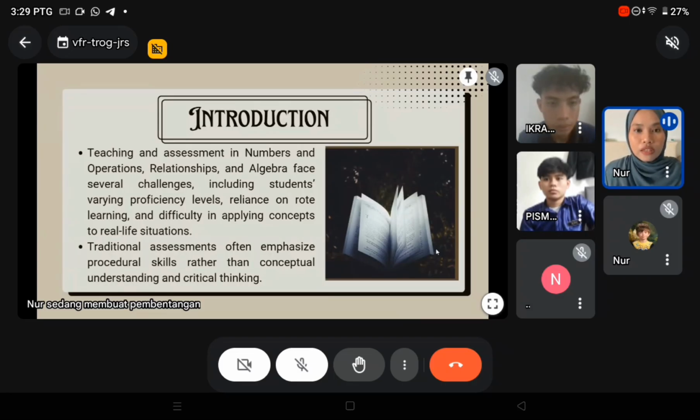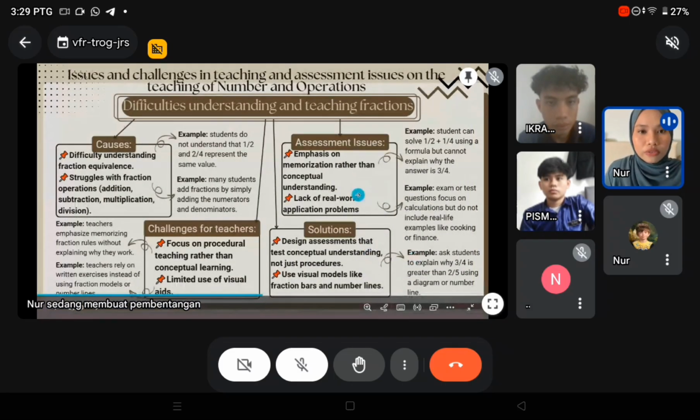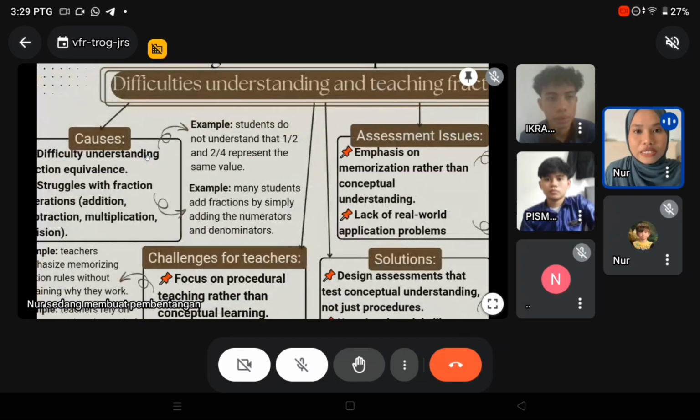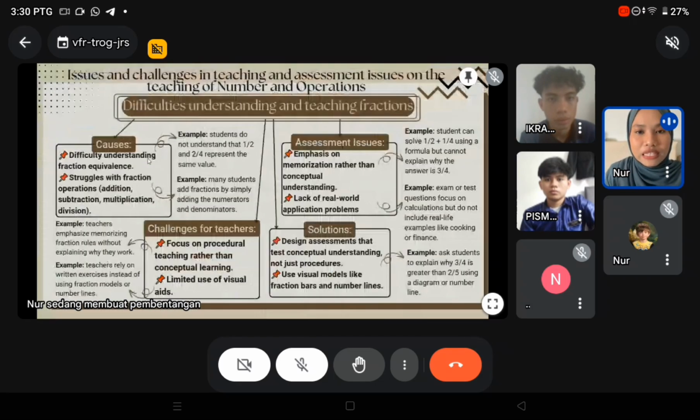So, the first issue that we have found is difficulties understanding and teaching fractions. So, why does this issue happen? It is because of difficulty understanding fraction equivalence, which means students do not understand that, for example, 1/2 and 2/4 represent the same value. Students didn't know that the value is the same.